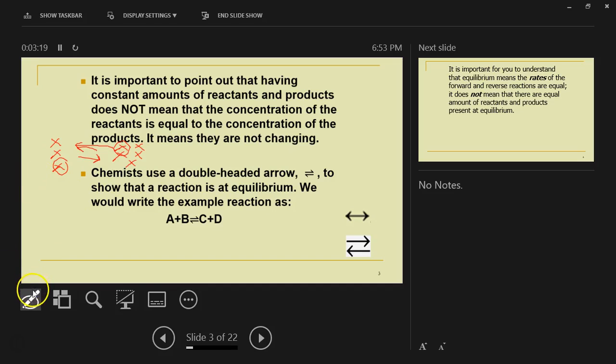So chemists use a double-headed arrow to show that a reaction is reversible. If we show that a reaction is in equilibrium, we would write the expression, for example, A plus B, and we've got this little reversible arrow here. There are three options for that. This is the one I typically use, the one that looks basically like a half arrow on each side. But it could be an arrow that has double heads on it or two full arrows. This is the least likely one that you'll see because it takes the most strokes, keystrokes, or hand strokes. So chemists use a double arrow to show that a reaction is at equilibrium.